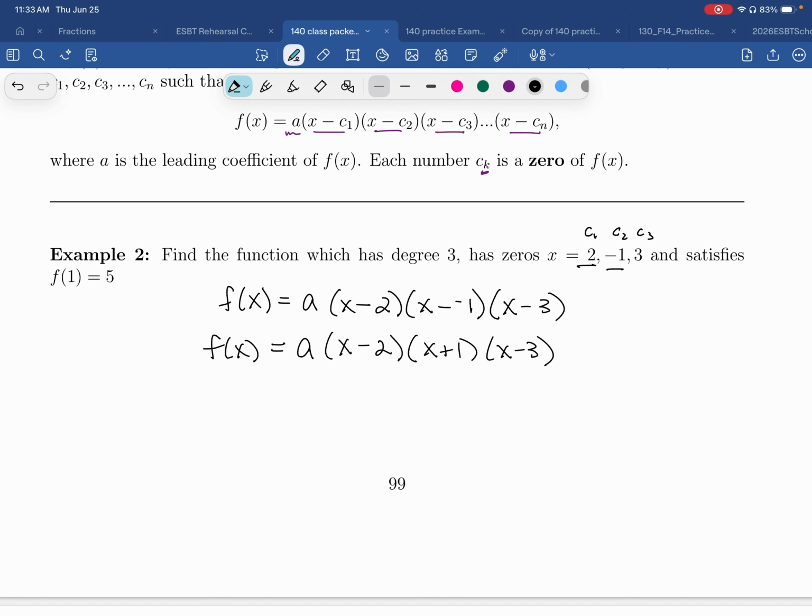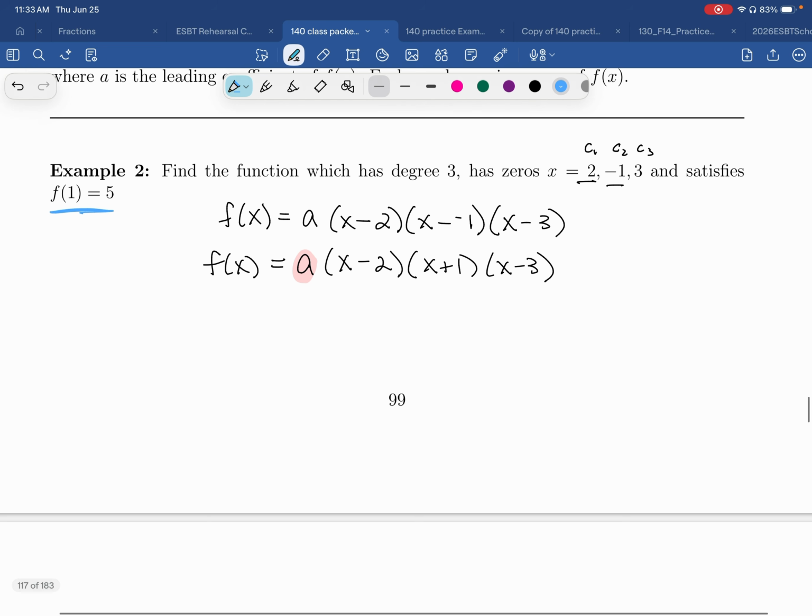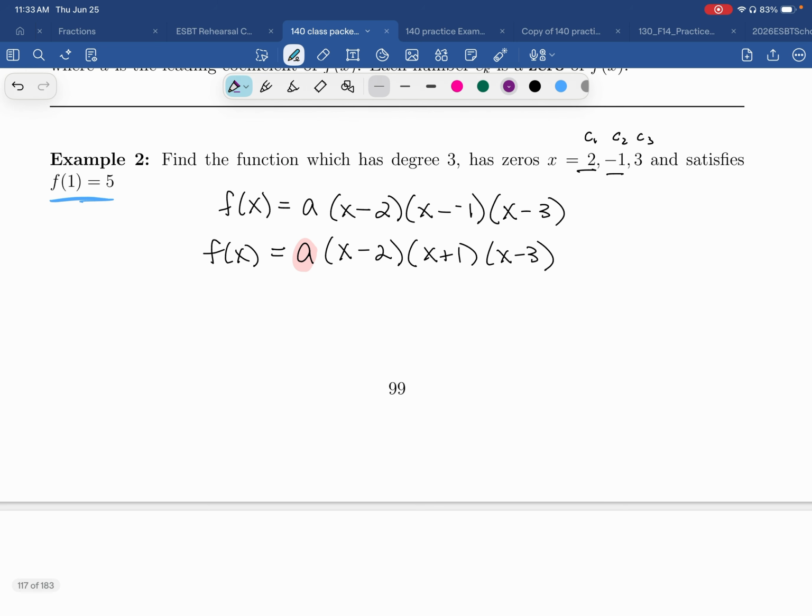All right, now the last thing we have to do is figure out what this a value is right here. And they did give us one more piece of information, and that's what we want to use next. So we have that f of 1 equals 5. So we're going to plug that in, and we're going to use that point to determine what our a is. So that means this 1 is our x value, and this 5 is our f of x value, right? So the 5 goes in place of the f of x, and I'm plugging a 1 in for the x's.